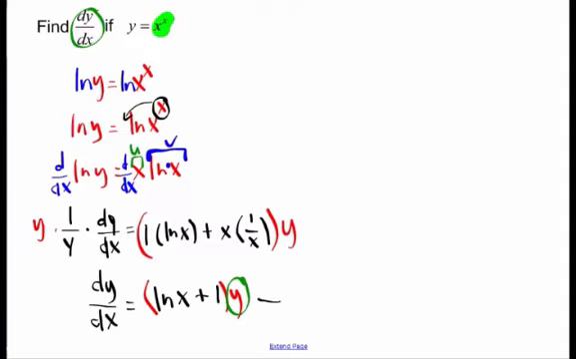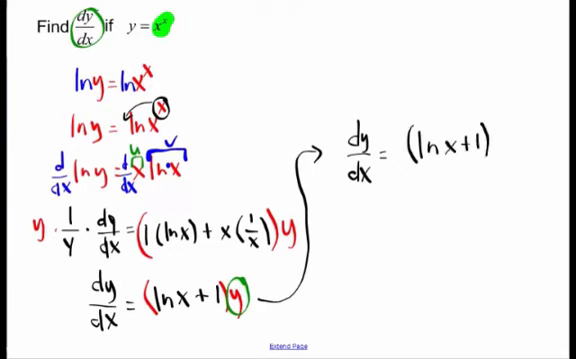So my final answer, again, is going to look really interesting. But dy dx is equal to the natural log of x plus 1 times x to the x power.